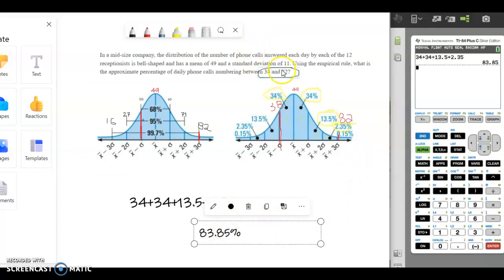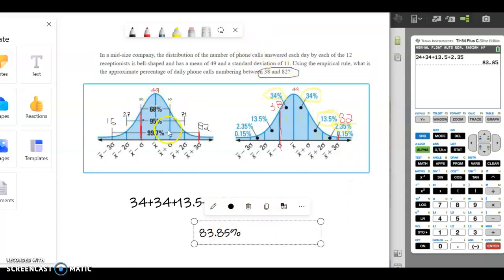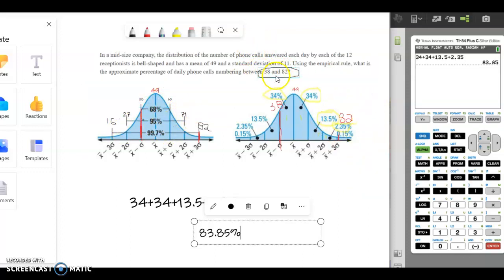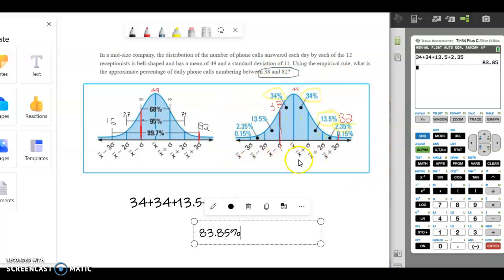So if you're ever given two numbers that are not the same amount of steps about the mean, you're going to basically have to break it down into this picture. So this would be a convenient picture to make sure you have written down. Okay? All right, hope that helps.